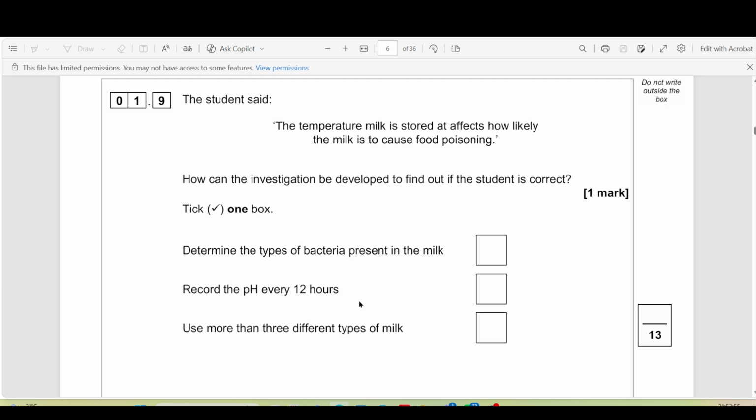The student says the temperature milk is stored at affects how likely the milk is to cause food poisoning. How can the investigation be developed to find out if the student is correct? The temperature milk is stored at, use more than three different types of milk, record pH, determine types of bacteria present in the milk. Yes, that's correct.